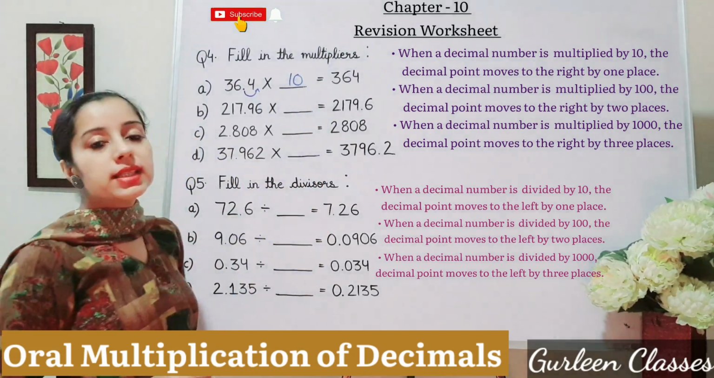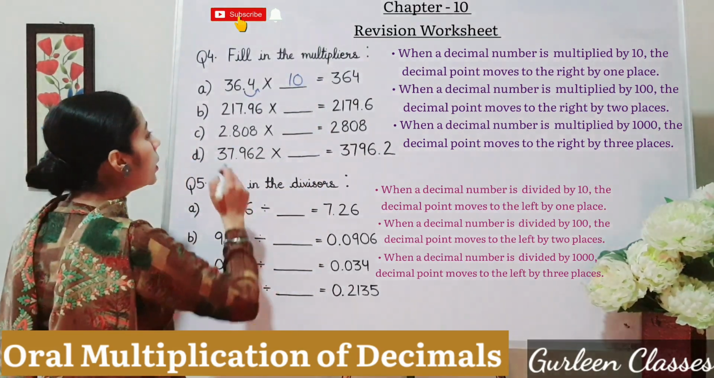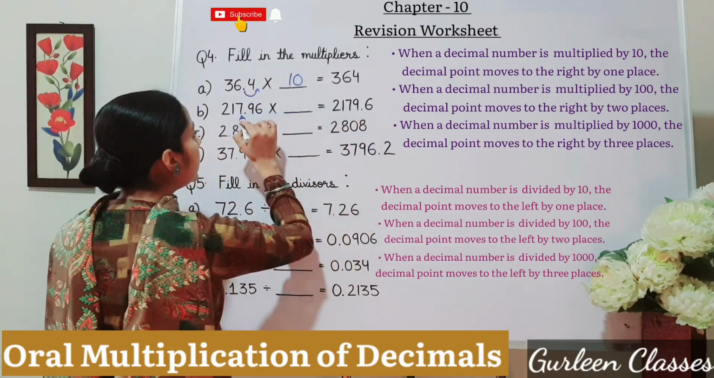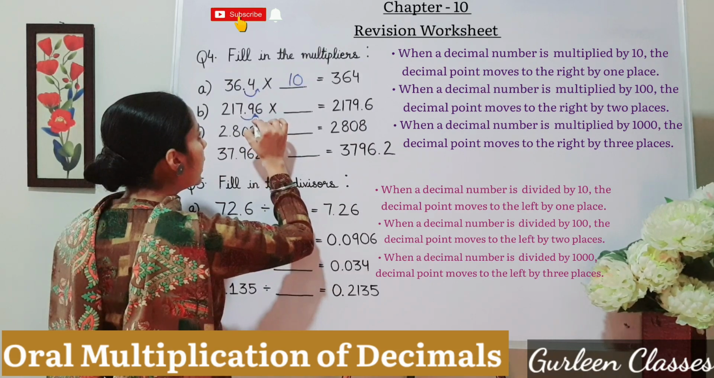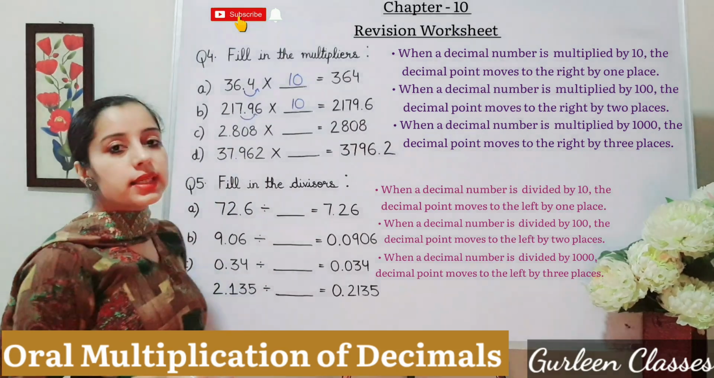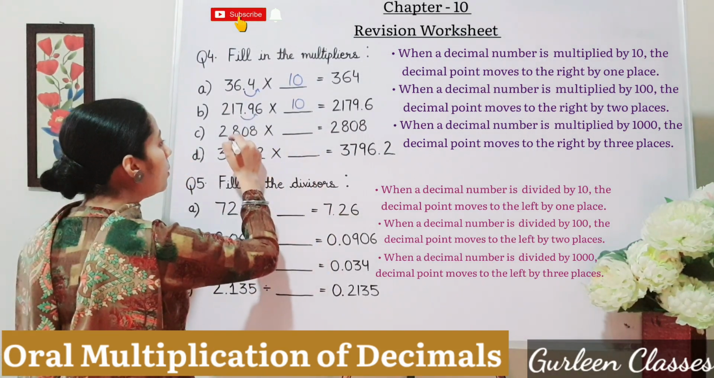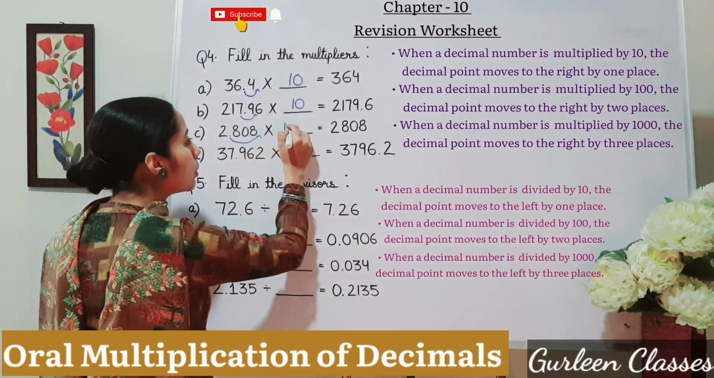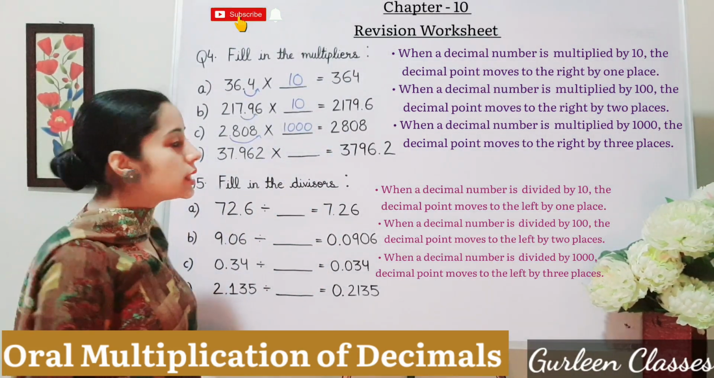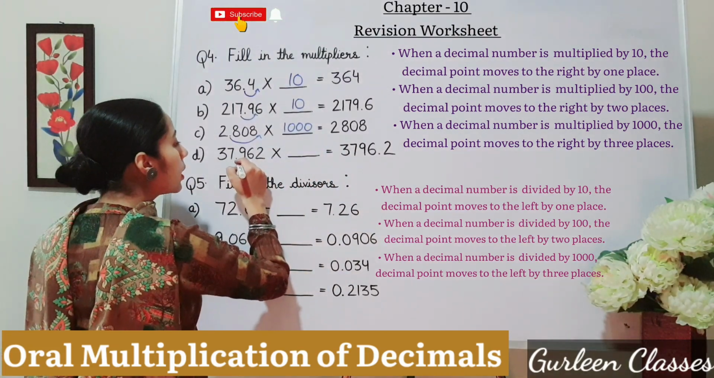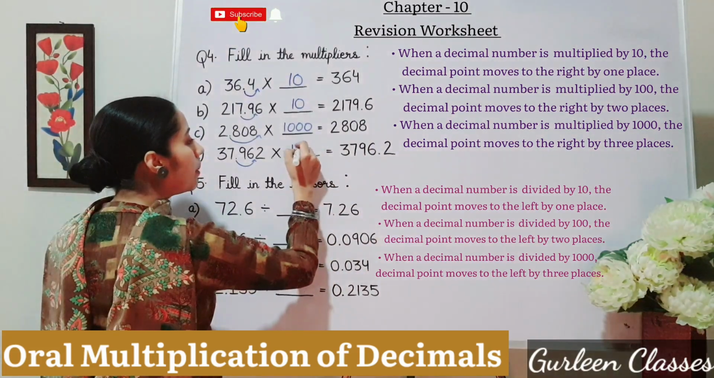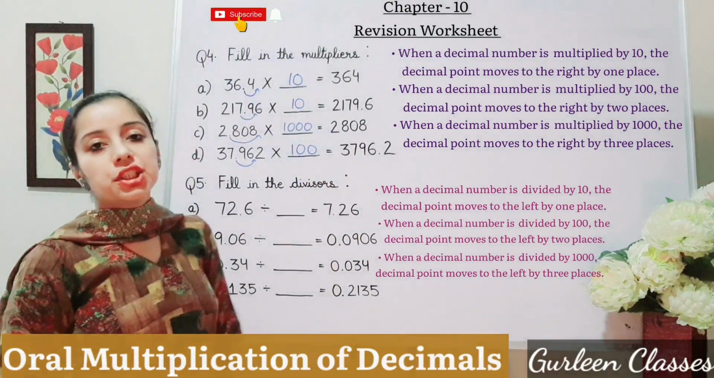B bar, 217.96. Initially the decimal point was between 7 and 9 and it shifted between 9 and 6. So it moved to the right by 1 place. So multiply by 10. C bar, 2.808. Here the decimal point moved to the right by 3 places. So multiply by 1000. D bar, 37.962. The decimal point moved to the right by 2 places. It is between 6 and 2. So multiply by 100.